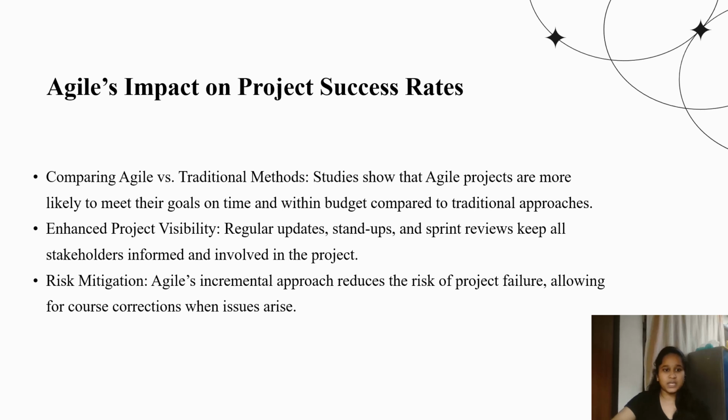And the second one is enhanced project visibility, and it has regular updates and stand-ups, which means meetings in which we discuss what has been done in the sprints, and reviews. Sprint reviews keep all stakeholders informed and involved in the project, like what the project is and what has been developed. And coming to the third one, it is risk mitigation. Agile's incremental approach reduces the risks of project failure, allowing for course corrections when issues arise.